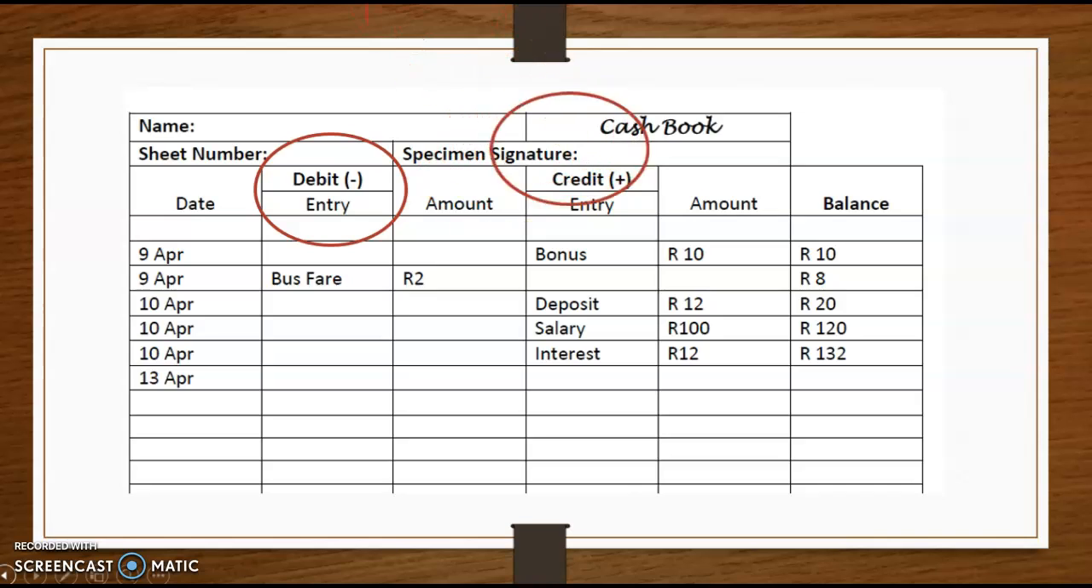If you look at the next column, you will see there's something called a credit column. There's a plus next to the word credit because here is where you'll put all your money that you get. So things like a salary or a bonus and so forth.